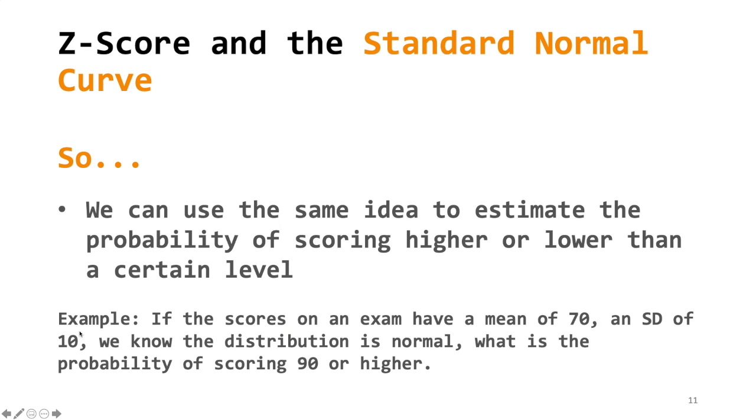So consider this example. If scores on an exam have a mean of 70 and SD of 10, we know the distribution is normal. What is the probability of scoring 90 or higher? This is a great question that I could put on an exam. Give it a go, try it out, see if you can solve the example, and we'll go over it in class. Make sure that you understand how to solve this, but try it first on your own.